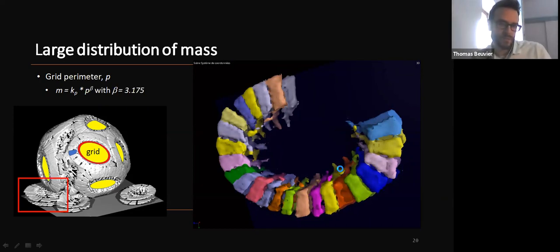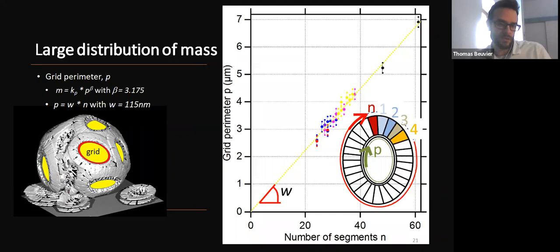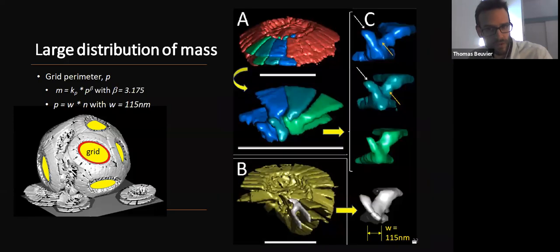And so we can plot the perimeter of the grid as a function of the number of segments for each coccolith. And we see a linear relation, which means that, in fact, the conclusion is the width of each segment is constant, whatever the species and whatever the coccolith, and is equal to around 115 nanometers.